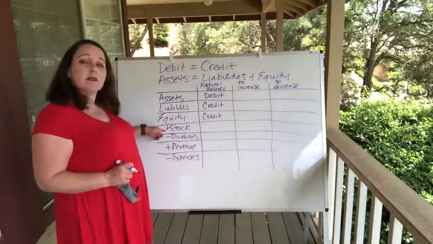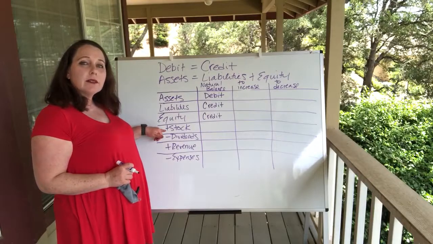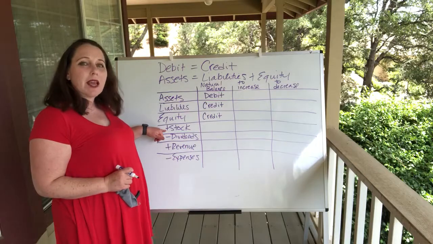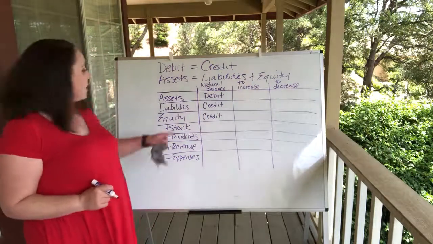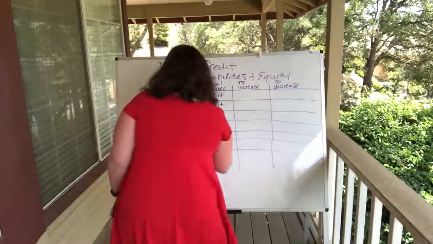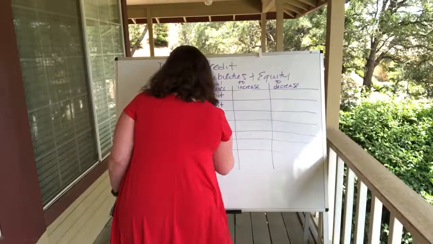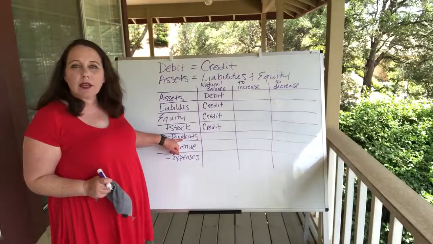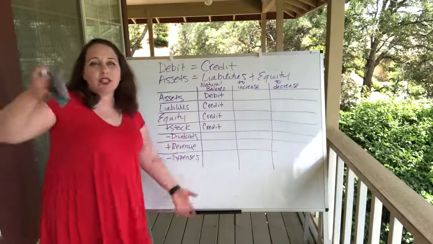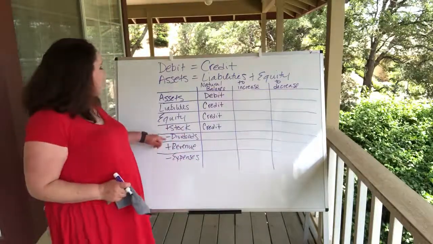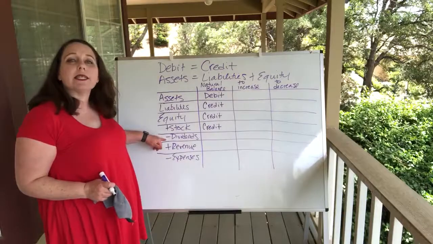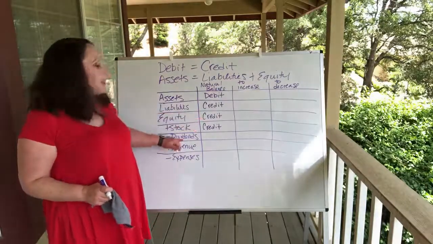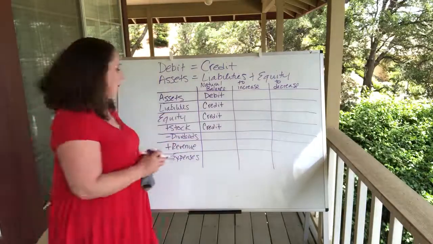So stock increases equity. Because it increases equity, it has the same natural balance as equity. So the natural balance for stock is a credit. Dividends decrease equity. They move in the opposite direction of equity. So dividends have the opposite natural balance of equity. Equity has a natural balance of credit, so dividends have a natural balance of debit.